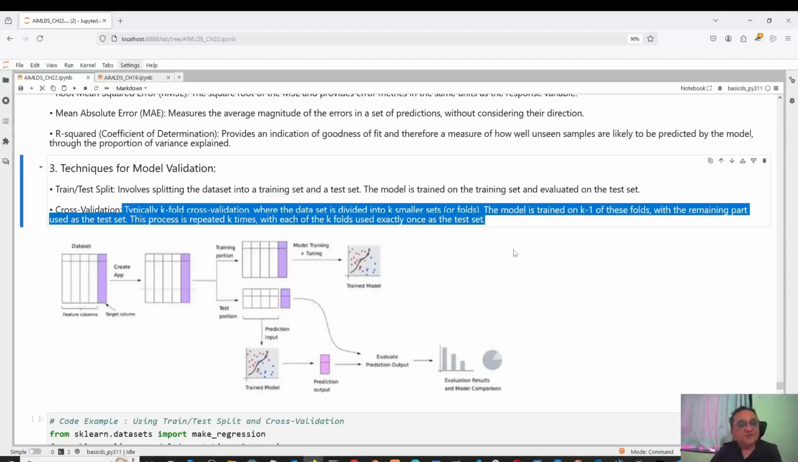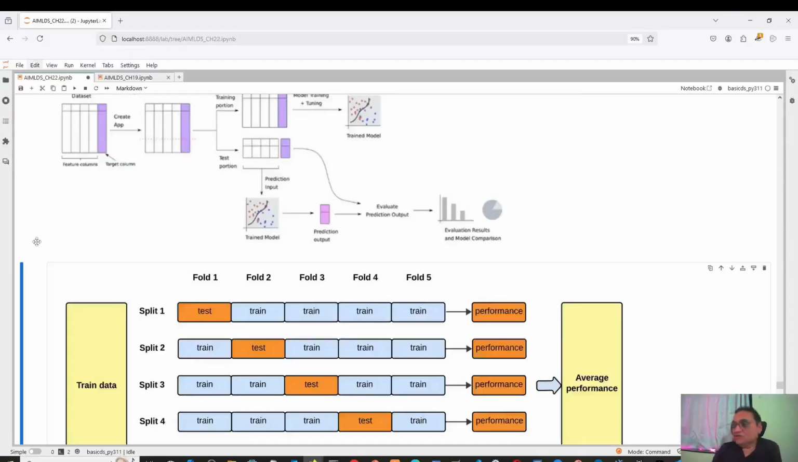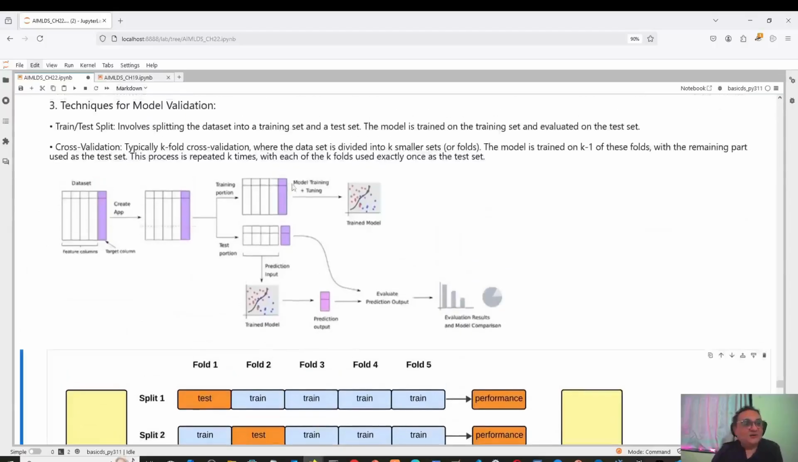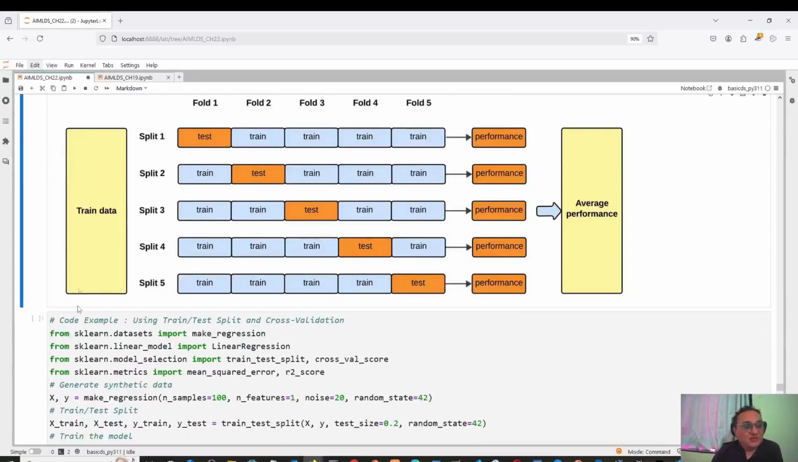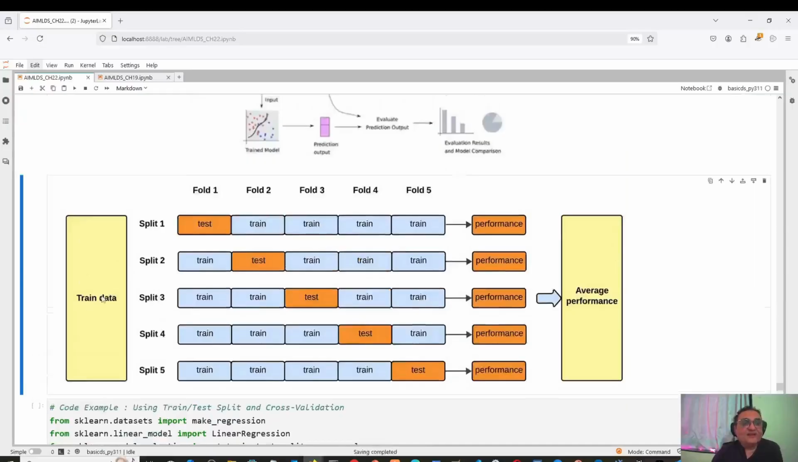Just as a quick revision, just like in the 19th chapter, we talked about train test split using this diagram, and we also talked about cross-validation using this diagram, right? When you do the train test split, you can do one thing: you can take multiple folds in your data.